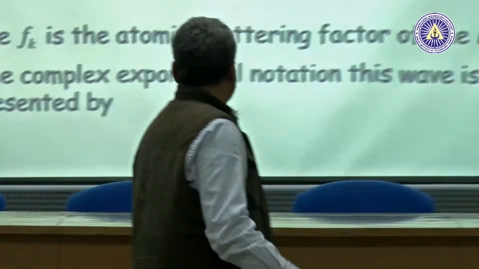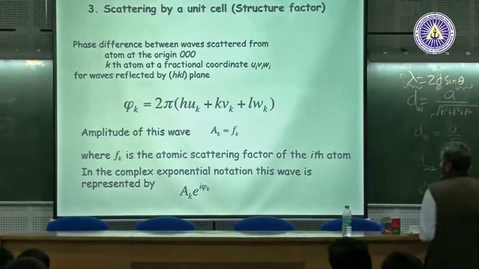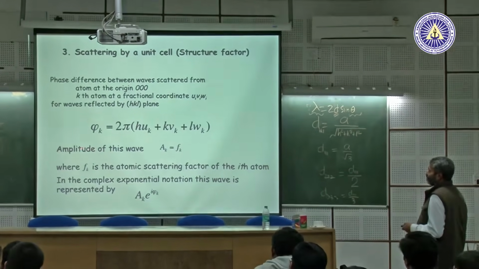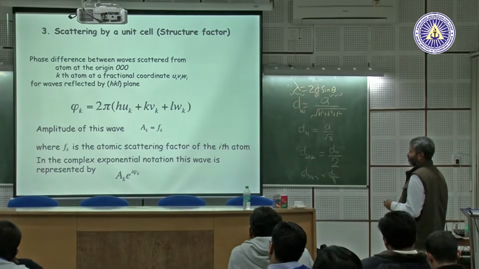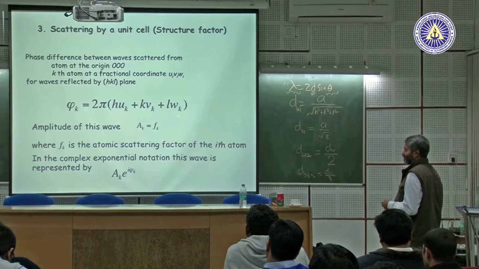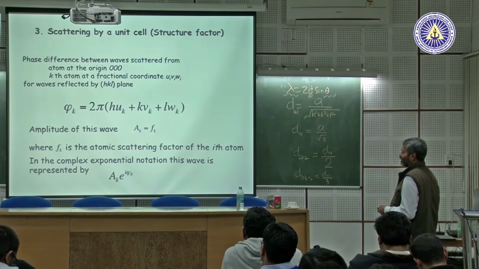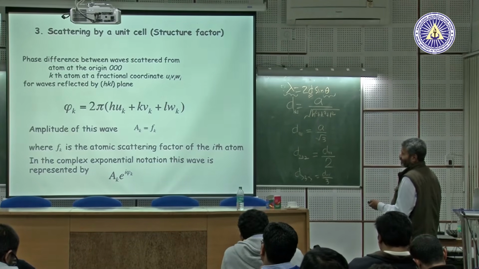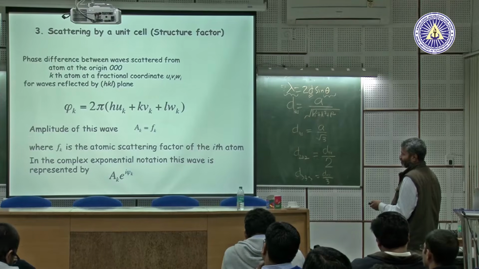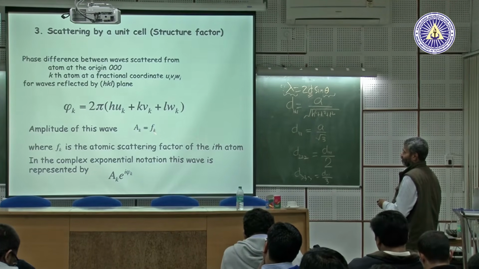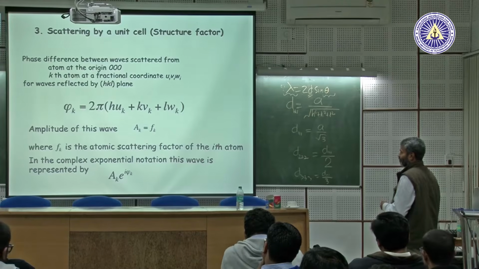So, those are UK, VK and WK. An amplitude of this wave. So, this is the phase. A wave is characterized by both the phase and amplitude. What is the amplitude? Amplitude we have already defined that it is a scattering from a given atom. So, it should be equal to the atomic scattering factor of that atom, which we defined in the previous slide.